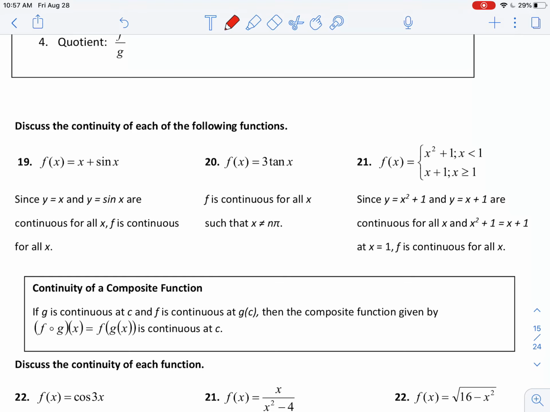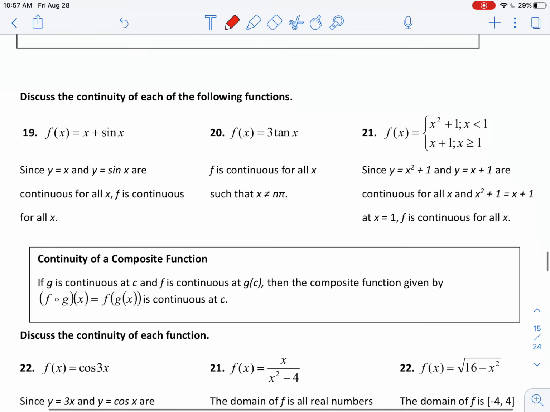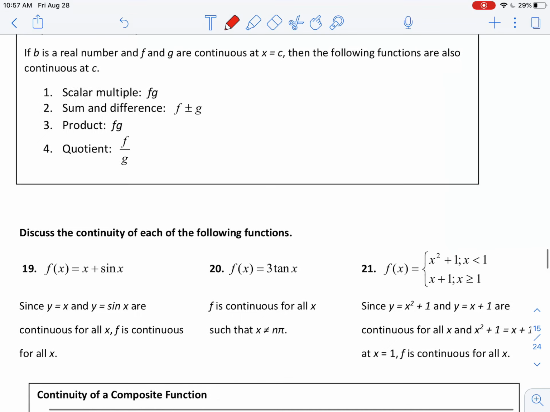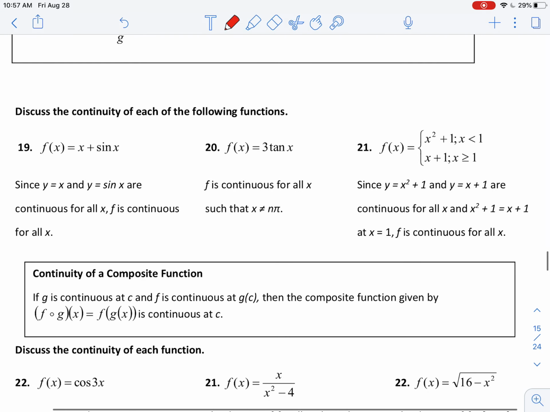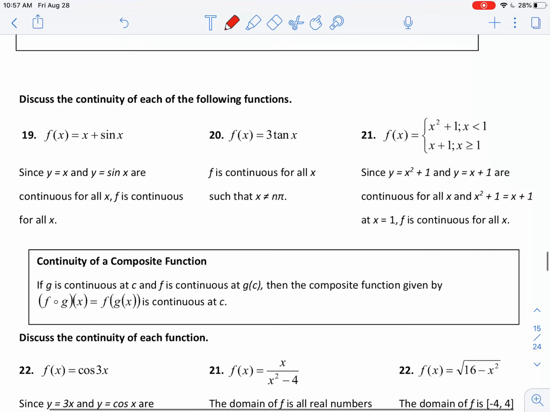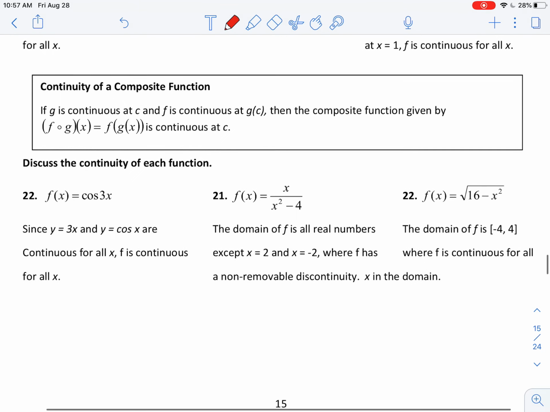Let's see, discuss the continuity of each of the following. So since x is continuous and sine of x is continuous, x plus sine of x is continuous. That's the sum property. 20 is the scalar multiple property. Since tangent's continuous, 3 times tangent's continuous. And the same thing for this piecewise function. So you can just read through those.